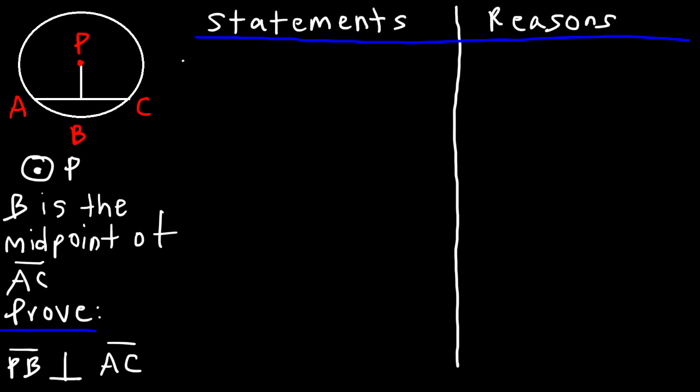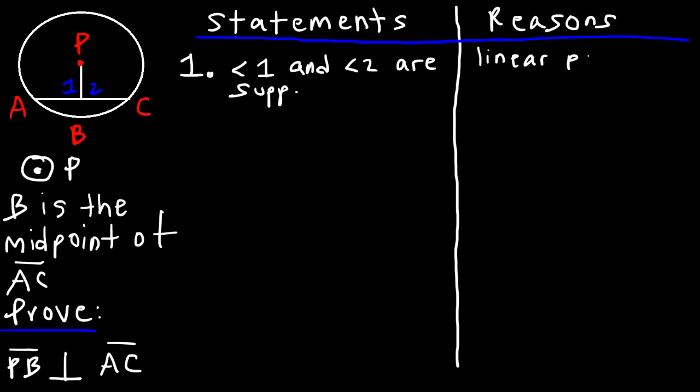So let's establish that those two angles are supplementary. So I'm going to call this angle 1 and angle 2, just to keep things simple. Let me write that better. So angle 1 and angle 2 are supplementary. And the reason? Linear pairs form supplementary angles.